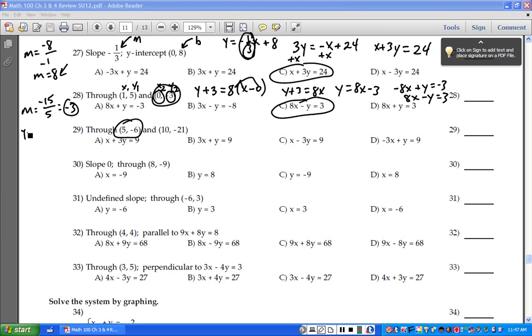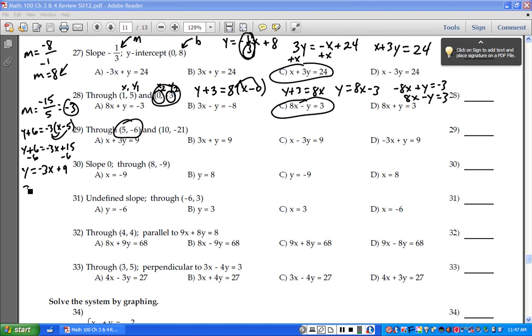Y minus y1. So that's going to be like saying y plus 6 equals m times x minus x1, which is the 5 right here. The negative 3 gets multiplied. So y plus 6 equals negative 3x plus 15. Subtract 6, y equals negative 3x. And what's that? Plus 9.